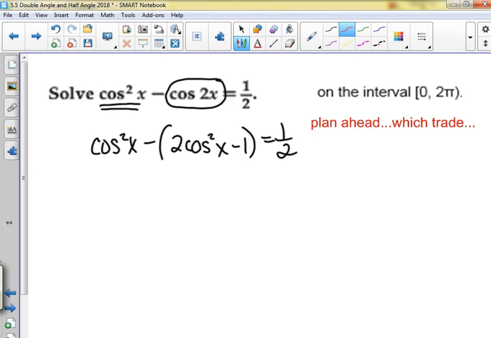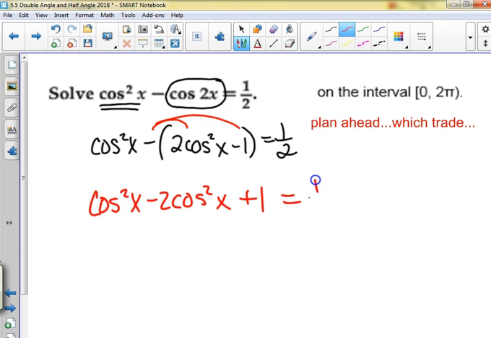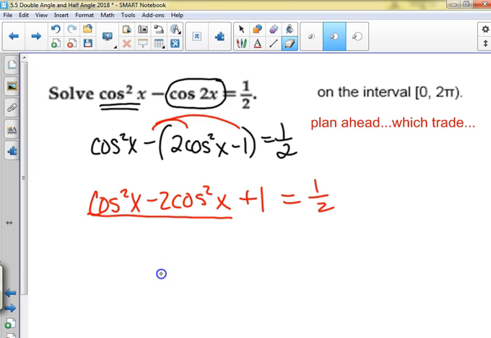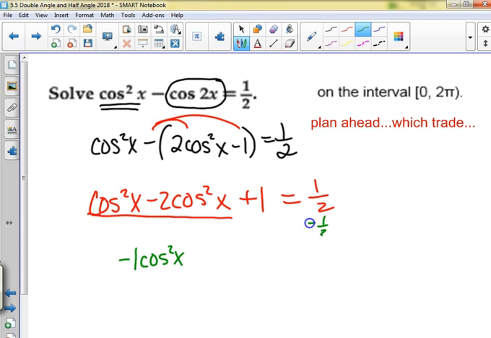Okay, so next what? Can I distribute this negative? I'll have cosine squared minus 2 cosine squared plus 1 equals 1/2. Now what? I can't factor till it equals 0, right? I could. Those are like terms. Whoa, stop. Those are like terms. I get negative 1 cosine squared. If I subtract this 1/2, I have plus 1/2, right?